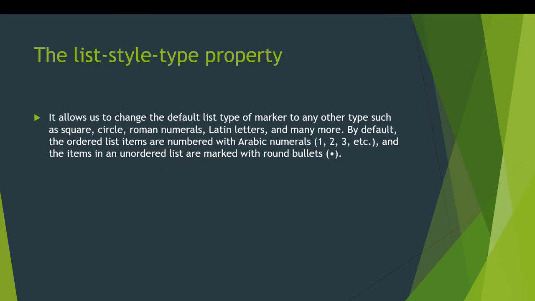So, our very first property is the list-style-type property. It allows us to change the default list type of marker to any other type such as square, circle, Roman numerals, Latin letters, and many more. By default, the ordered list items are numbered with Arabic numerals, and the items in an unordered list are marked with round bullets. So let's see the coding part.